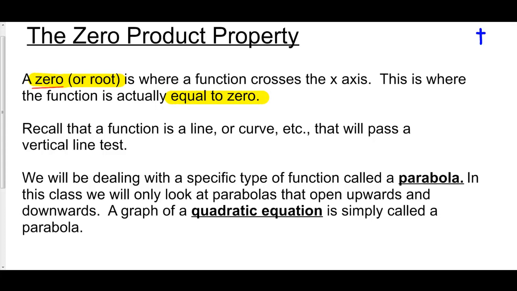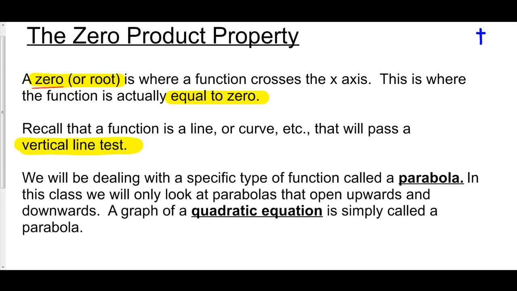All right? And what I want you to understand is that a function is a line or a curve or something like that that will pass the test. And what do we call that test? It's the vertical line test. We're trying to find where a function will cross the x-intercept, the x-axis. That's what we need to do.